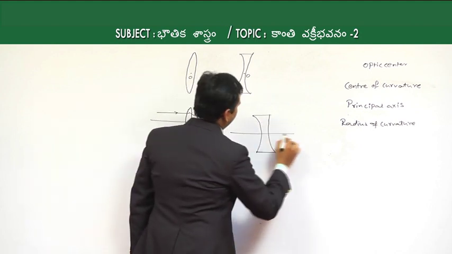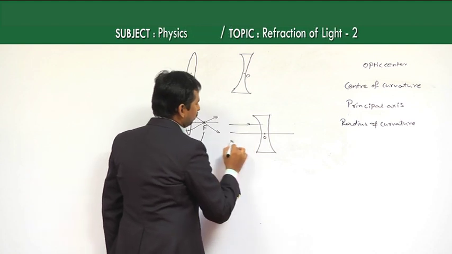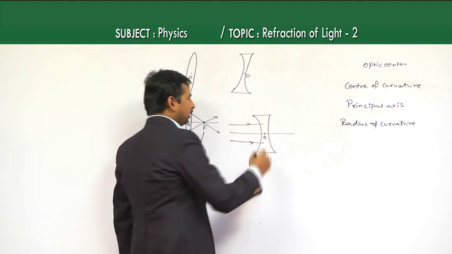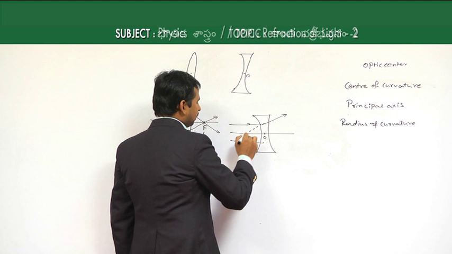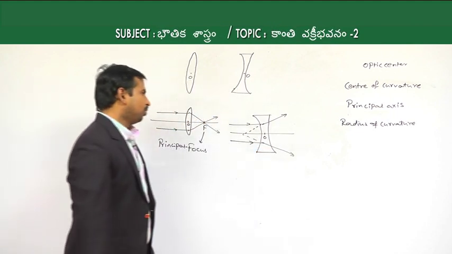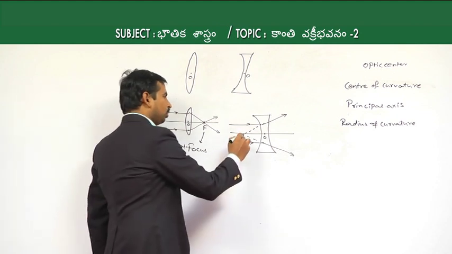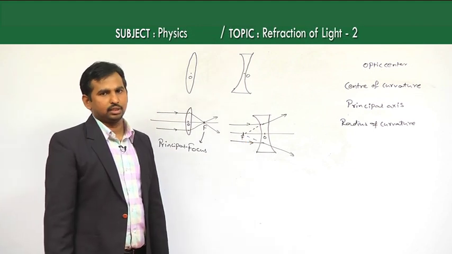This is our O. Now the light rays are coming parallel to each other like this. Then after refraction, the light rays are deviating away from each other like this. Now both the light rays which are deviating away from each other appear to meet at a point, that is called the focus.